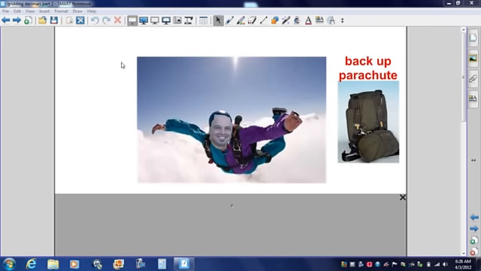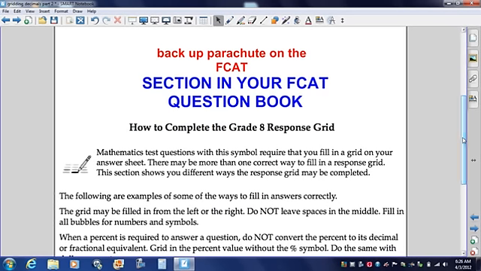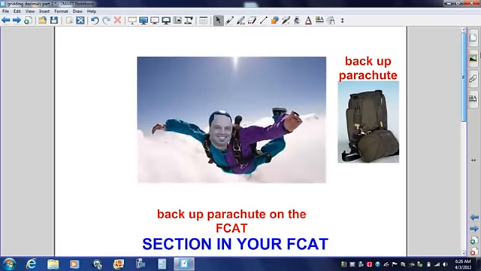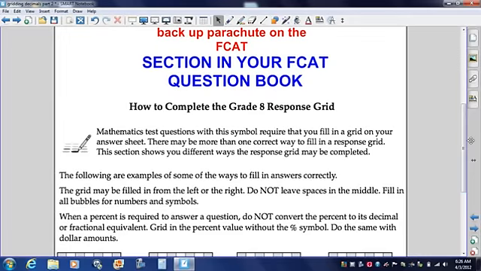The first chute is the one that you pull, and the second chute is known as your backup chute, in case something goes wrong with the first chute. Well, on the FCAT, you have a backup chute, and here's your backup chute. There's a section in your FCAT question book that shows you how to fill in the grids. So just like you have a backup chute if you ever go skydiving, when you get to the FCAT in a couple weeks, use your backup chute, which is the section in your FCAT book that shows you how to fill in the grids.